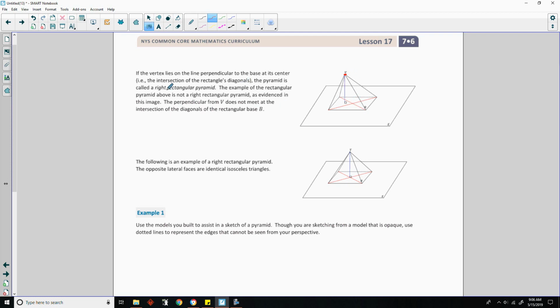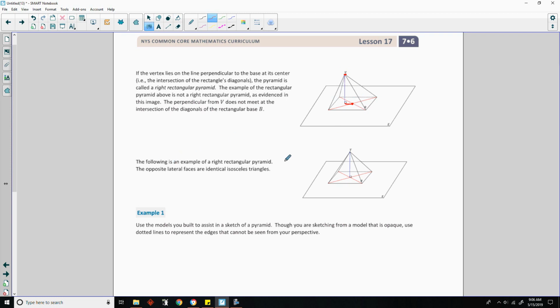The example of the rectangular pyramid above to the right here is not a right rectangular pyramid, as evidenced in this image. The perpendicular from V does not meet at the intersection of the diagonals in the rectangular base B. So this line segment that comes down from the vertex to the base at a 90-degree angle is offset from this center here. So it pushed the top over, making this side steeper and this one less steep.